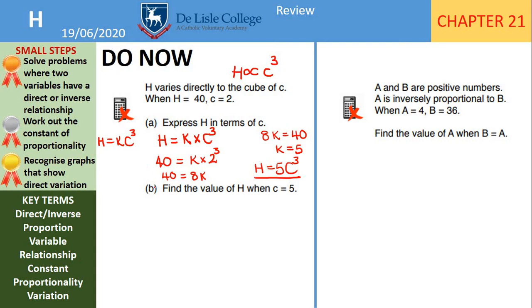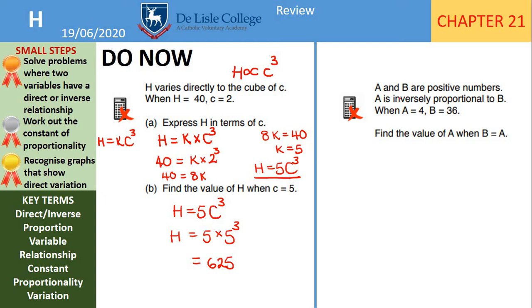Now we use this in part B. Find the value of h when c equals 5. So let's write out our formula. This is what I would do in an exam as well. So when c equals 5, so h will be equal to 5 multiplied by 5 cubed. So 5 cubed is 125, multiplied by 5 would give us that h is equal to 625.